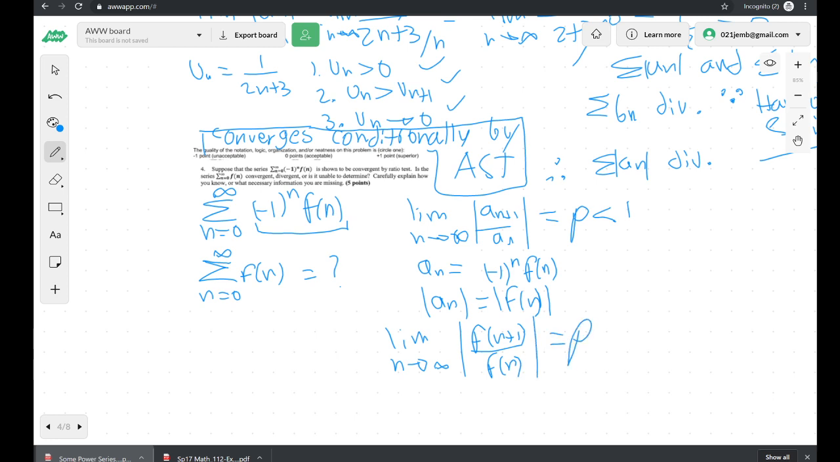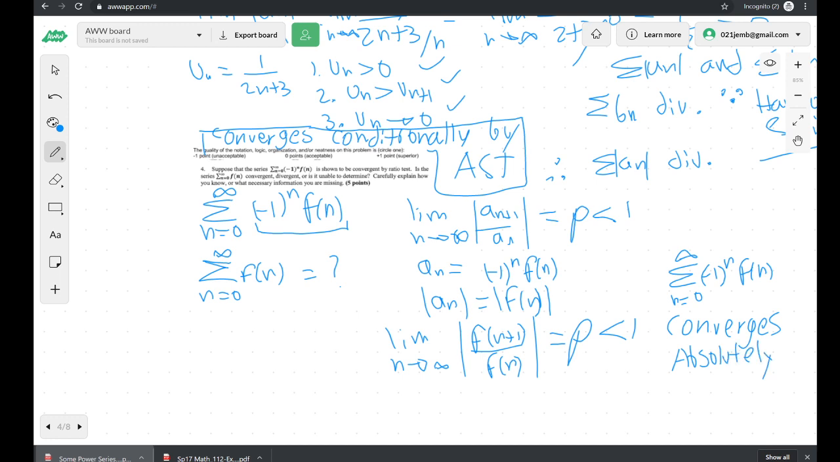And because we're told that this is shown to be convergent by the ratio test, then that value rho must be less than 1, which means that it converges absolutely. So the sum of -1 to the n times f of n from n equals 0 to infinity converges absolutely. But what is the question?